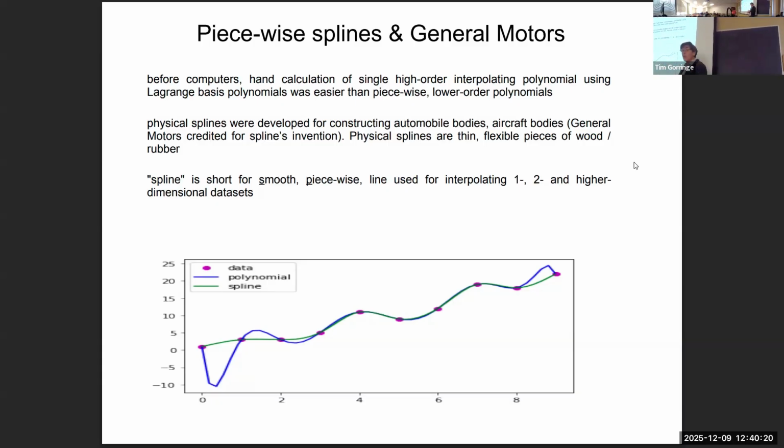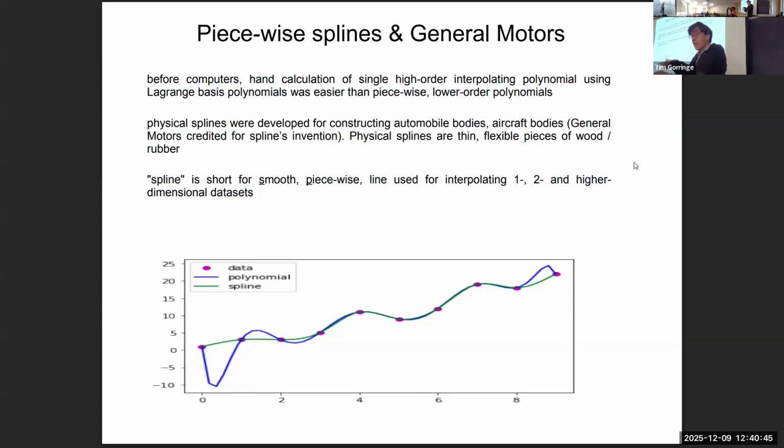But the basic idea is we're going to put a low order polynomial between pairs of data points in this graph. And so you could imagine what would be the simplest thing. We would put a straight line between each pair of data points on this curve. That would be a linear piecewise spline. We can do a little better if we put a quadratic between each of the pair of data points.